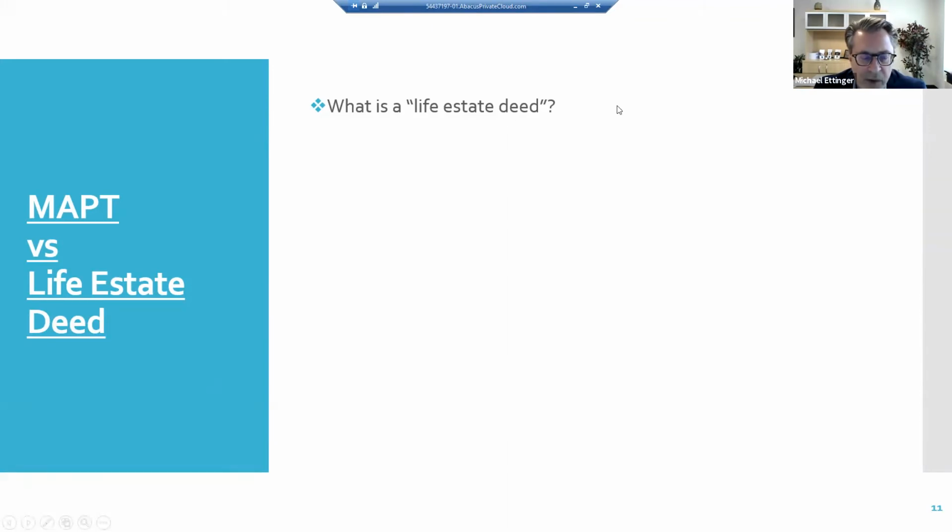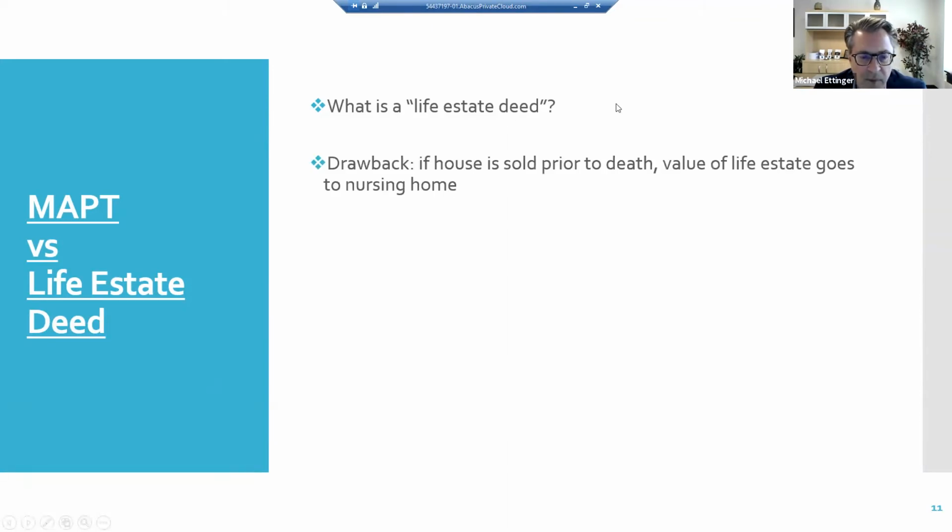Now, if you have to go into a nursing home, there's a drawback. If the house is sold prior to death, the life estate, generally around 50% of the value, according to Medicaid, goes to the nursing home. So you can't sell it. If the house is rented, the life tenant is entitled to the rents because they have life rights. So the rents go to the nursing home.